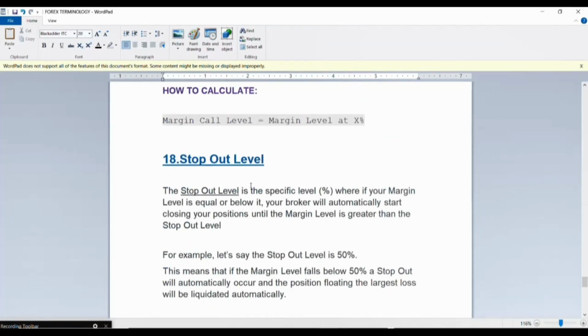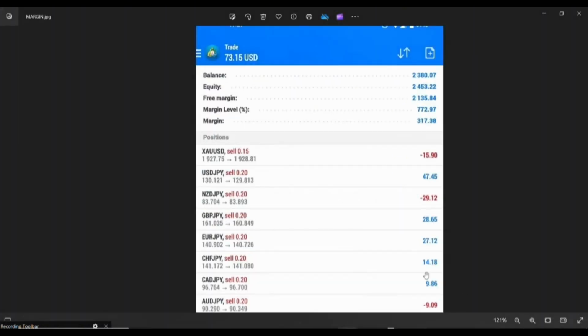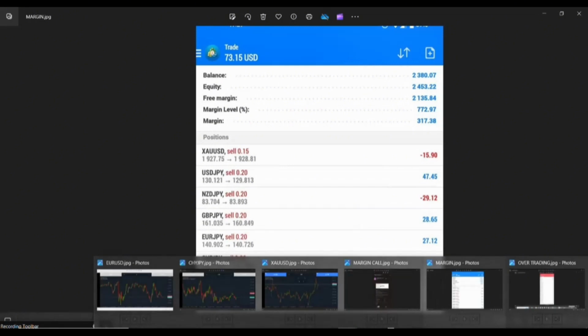Let us look at stop out level. Stop out level is that specified percentage where, if your margin level is equal or below, your broker will automatically close your positions. When you get to a stop out level where your margin level completely runs down below your margin, then it is very possible that all your trades will be shut down. Your broker will tell you, you do not have enough money or enough collateral to be in this trade, so we are going to close all your positions. You will understand all of this when you start trading. Do not worry.